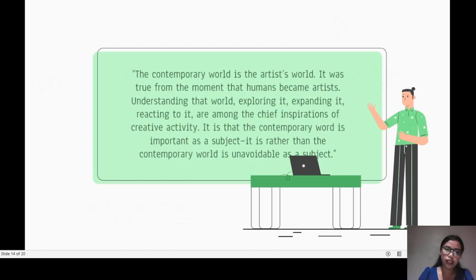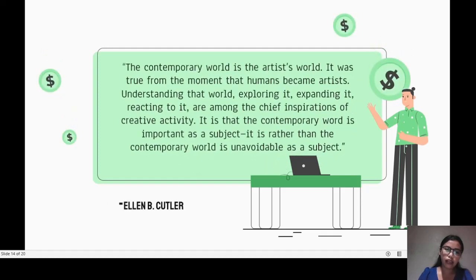So another one is a quote from Ellen B. Cutler. According to her, the contemporary world is the artist's world. It was true from the moment that humans became artists. Understanding that world, exploring it, expanding it, and reacting to it are among the chief inspirations of creative activity. It is not that the contemporary world is important as a subject, it is rather that the contemporary world is unavoidable as a subject. So we cannot avoid studying the contemporary world.